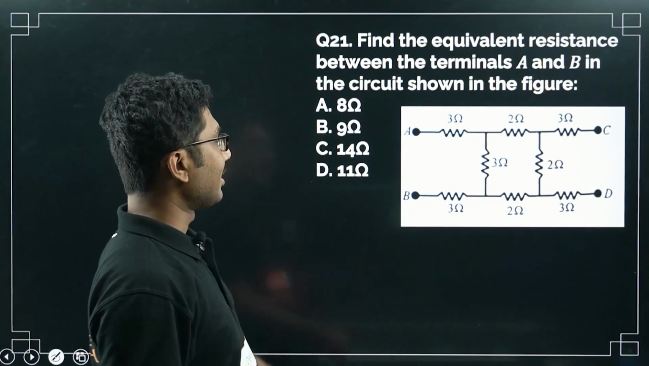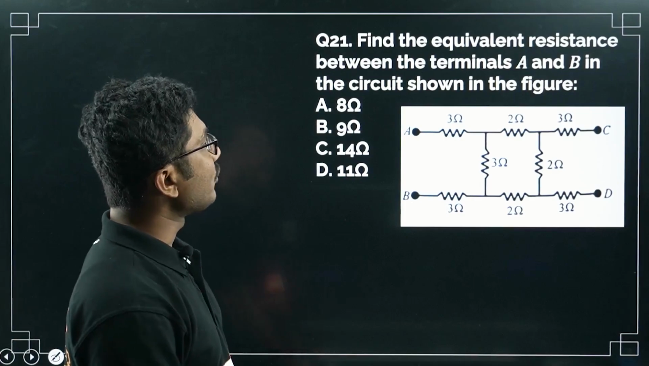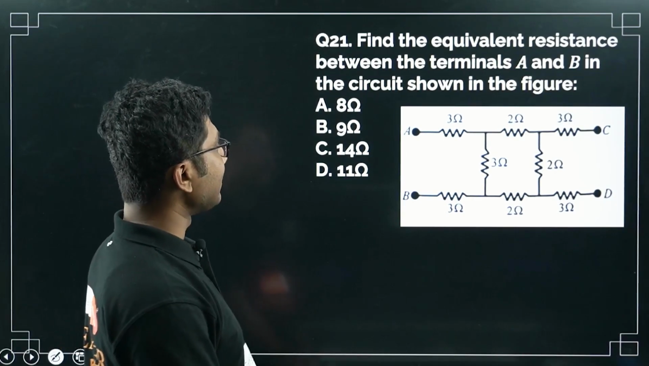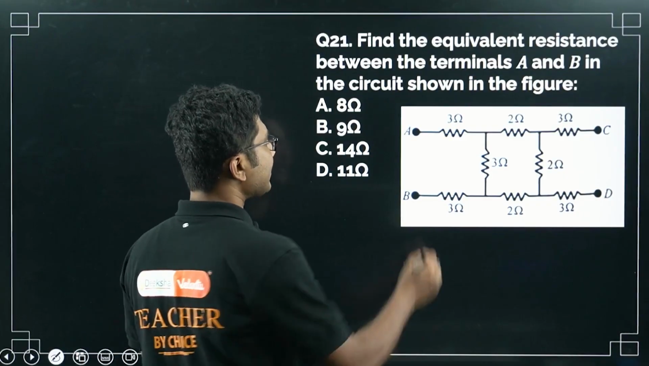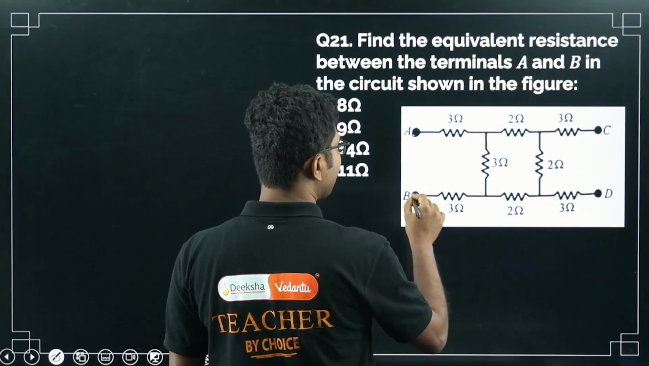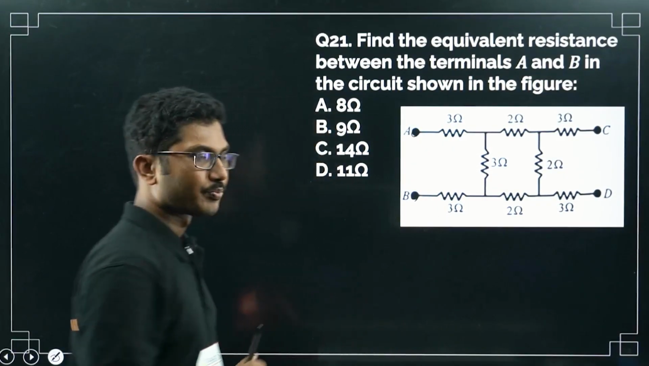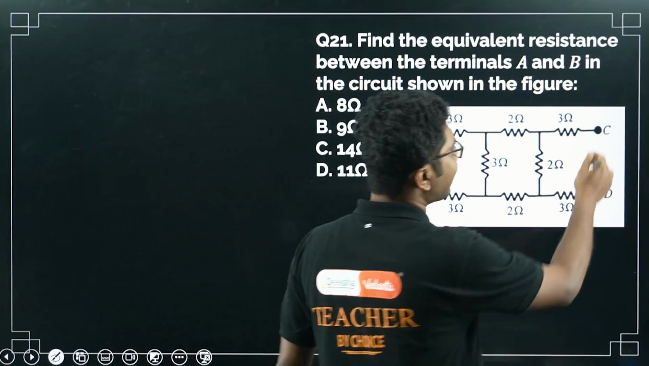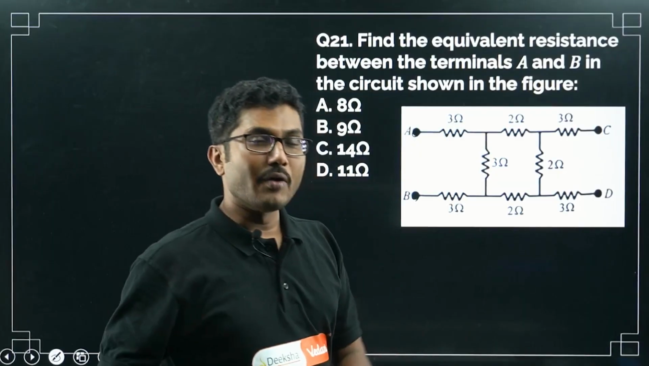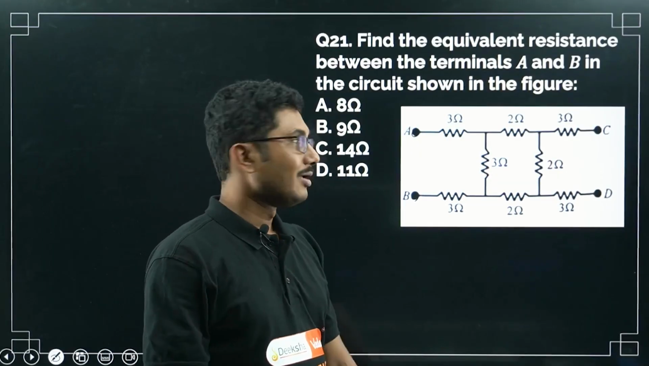I can see from the diagram. Find the equivalent resistance between the terminals A and B in the circuit shown in the figure. So they have asked you to find the equivalent resistance between point A and point B. Okay, so this might look complicated, sir. There is no connection in between C and D. How can we calculate this?